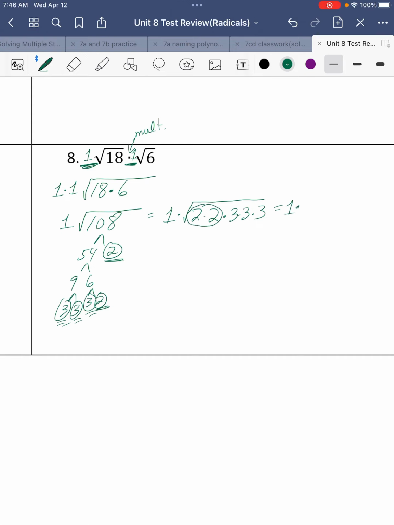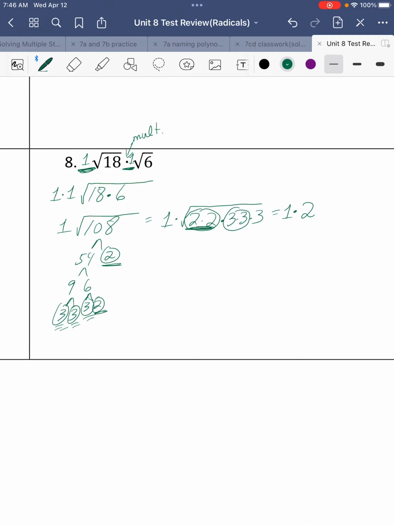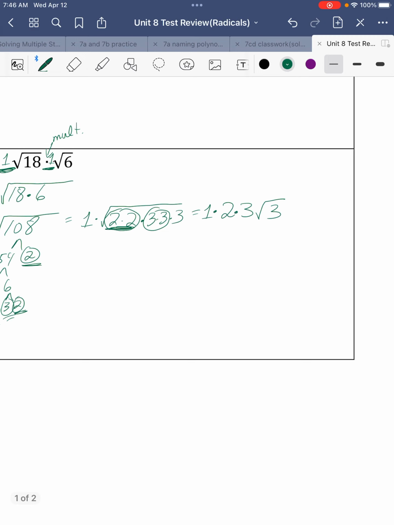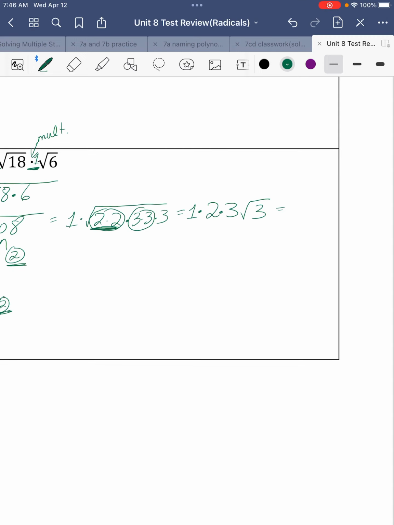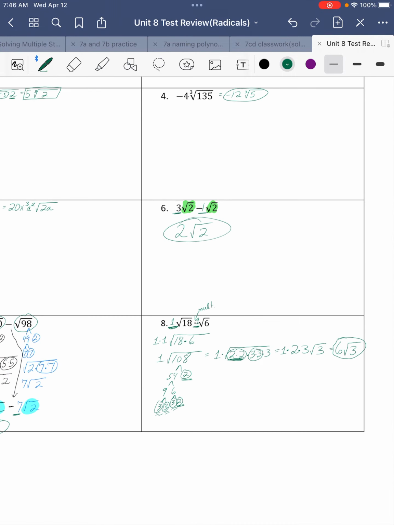There are 3 3's. Pair of 2's comes out. So you can have that 1 on the outside if you'd like. 2 times 2 is 4, and square root of 4 is 2. So that's why I have a 2 on the outside. Pair of 3's. Does not matter which one you circle. And then there's a 3 left over on the inside. So we have 1 times 2 times 3 is 6. And then square root of 3.